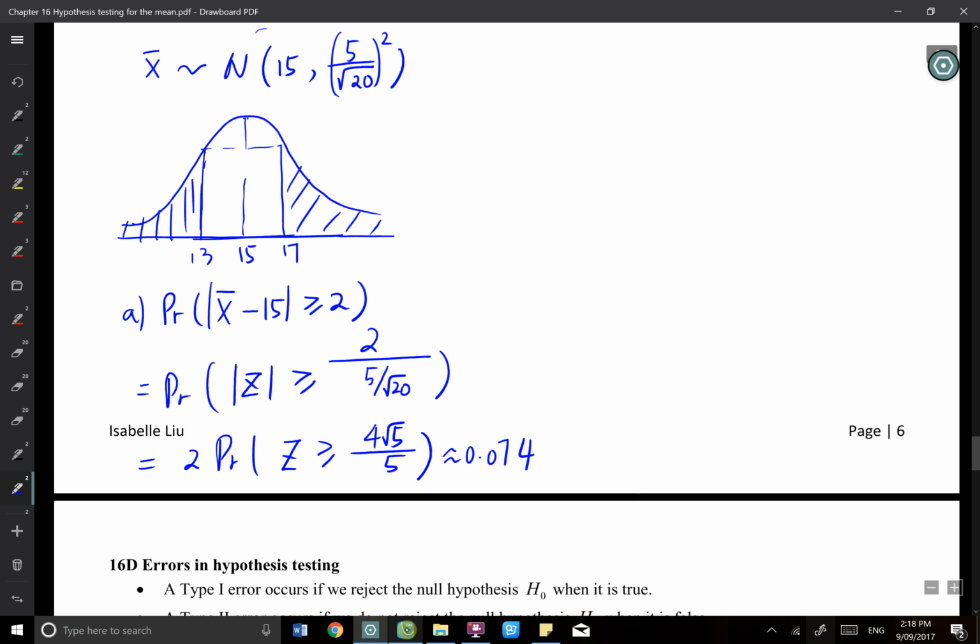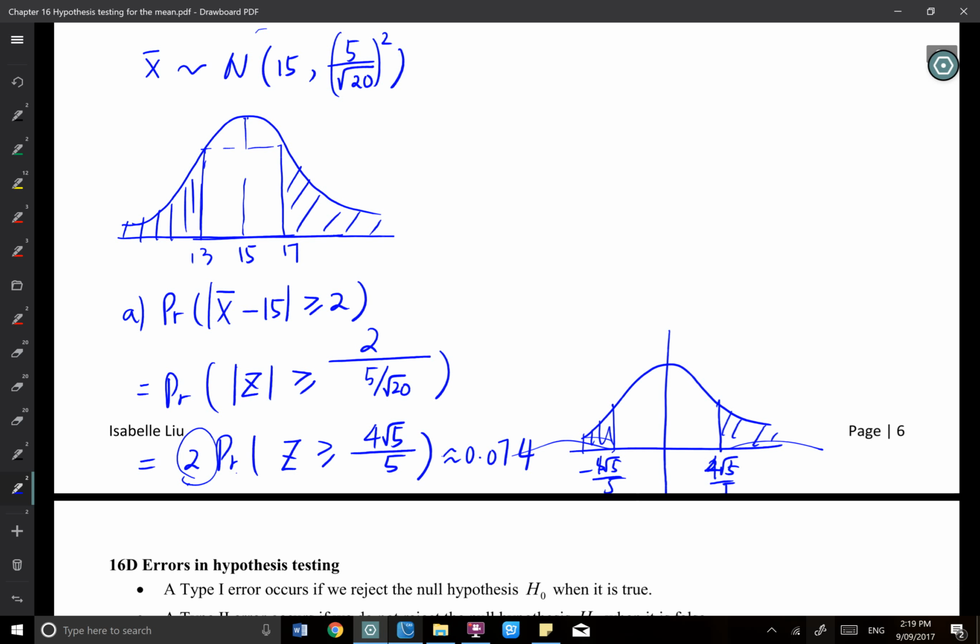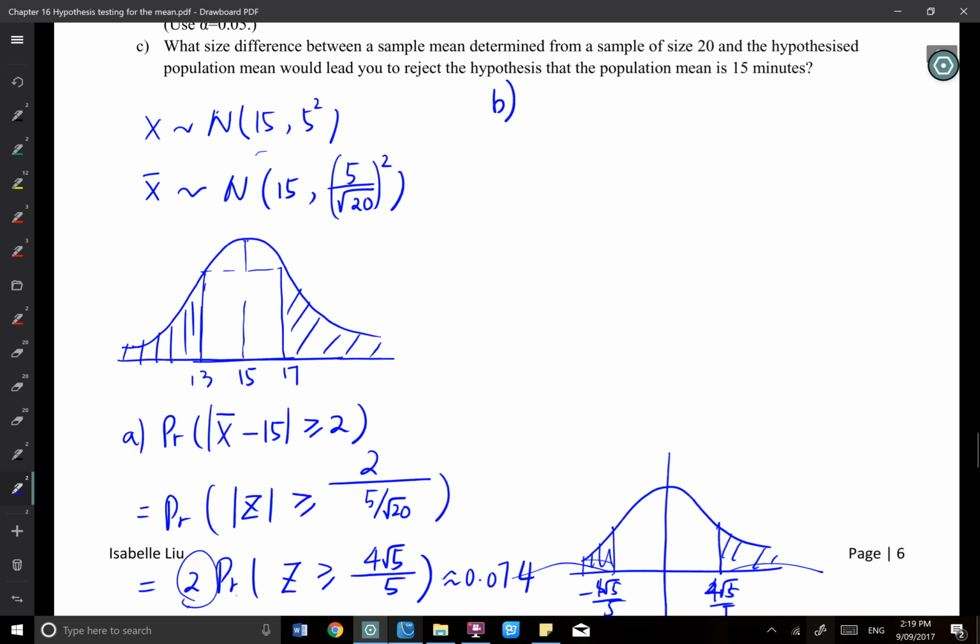Okay, I'm taking this 2. That 2 is the minus sign. What I'm doing is, that's the Z, right? Greater or equal to, I'm looking for this value or this value. That's 4 root 5 over 5, and that's negative 4 root 5 over 5. I can go greater than that plus less than that, but I'll just go 2 lots of the greater side, or 2 lots of the smaller side. I'm just not thinking about both sides. It's symmetrical area.